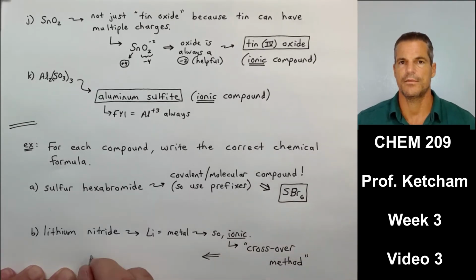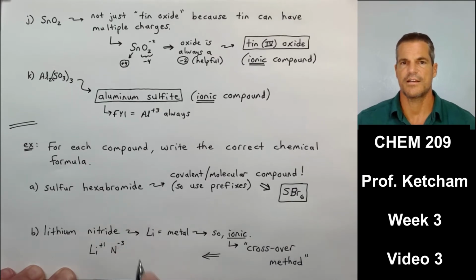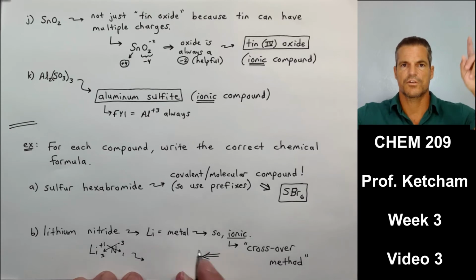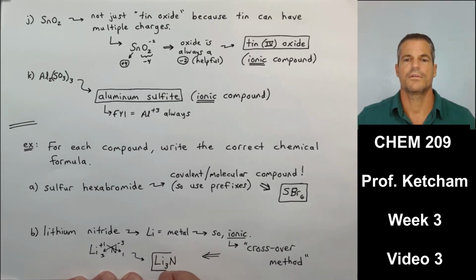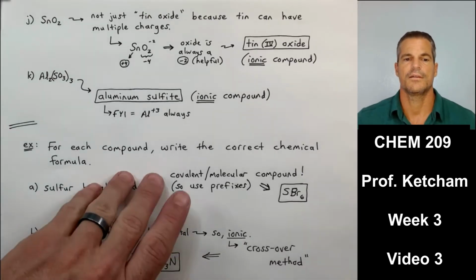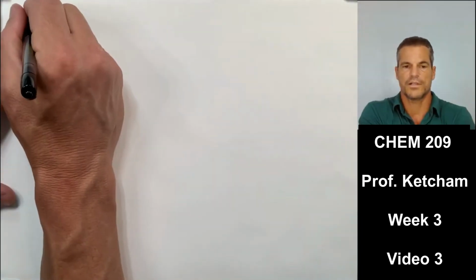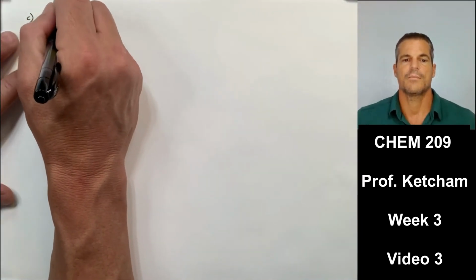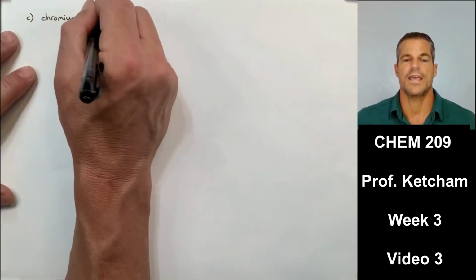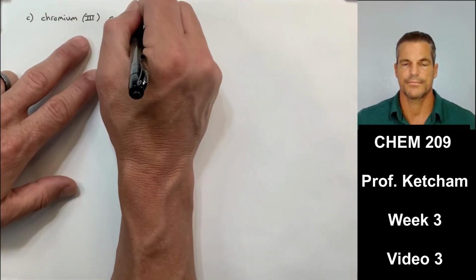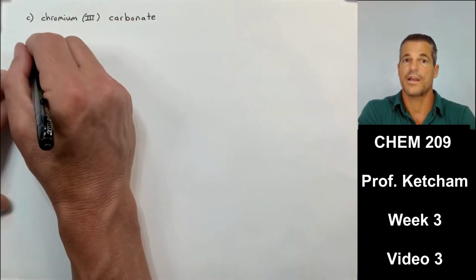All right, for B, lithium nitride. Lithium is a metal, so this is ionic. I can draw the charges next to each other and then cross those charges over and reduce if necessary. Li +1, N -3, cross over the +1 and the 3. I come up with Li3N once I clean it up. All right, crossover method is for ionic compounds.